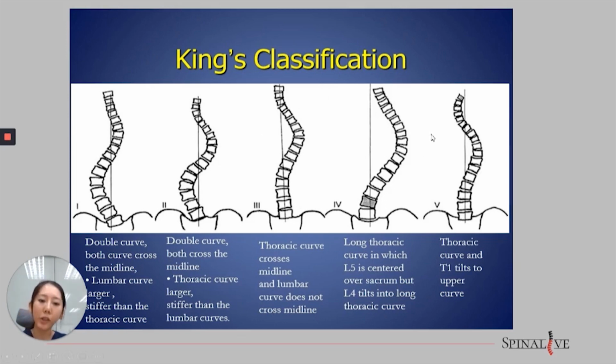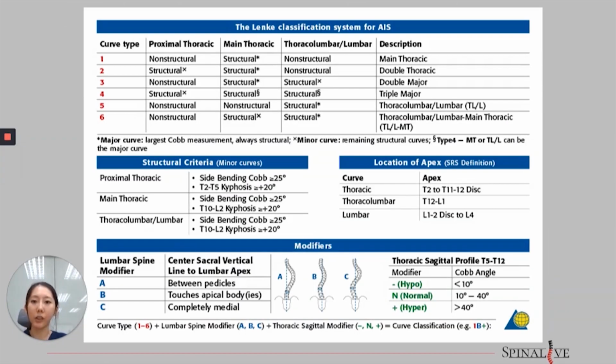The fourth one would be a long thoracic curve with no lumbar component as well, or a lumbar component favoring the thoracic. So the fifth one would be a double thoracic curve with a proximal thoracic compensation. So this is King's classification. The next one would be Lenke's classification system. This is even more complex, where there are 6 types of curve subdivided into proximal thoracic, main thoracic, thoracolumbar and lumbar. So you can definitely go through this because this is really helpful.